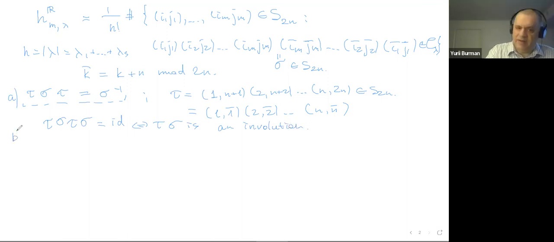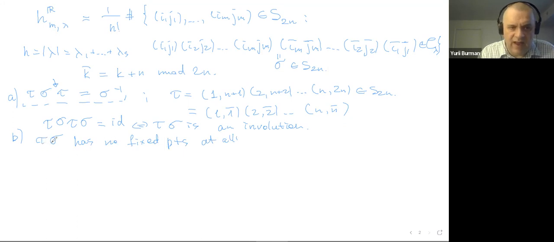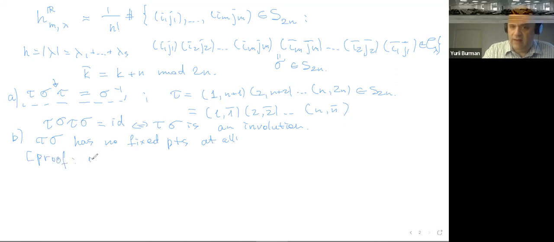And the second property, which doesn't follow from this relation, but can be proved independently, is the following: tau sigma has no fixed points at all. So in fact, tau sigma is an involution conjugate to tau. All the involutions having no fixed points in the group S2n are conjugate to one another. This is proved by a simple induction on m.